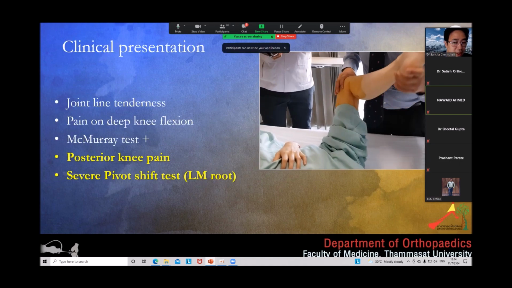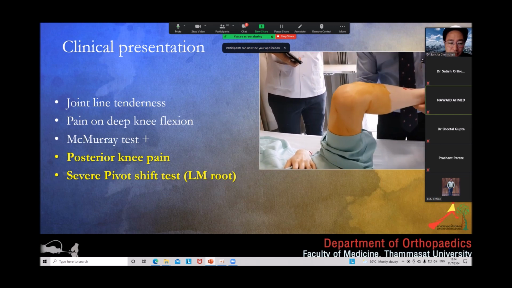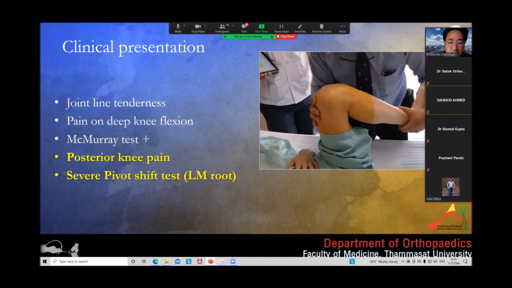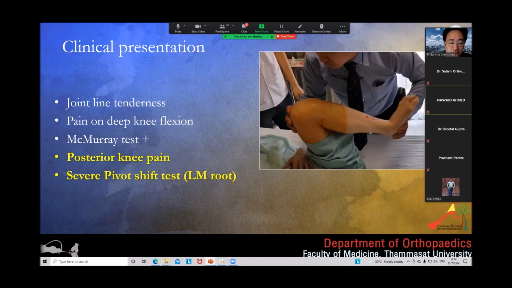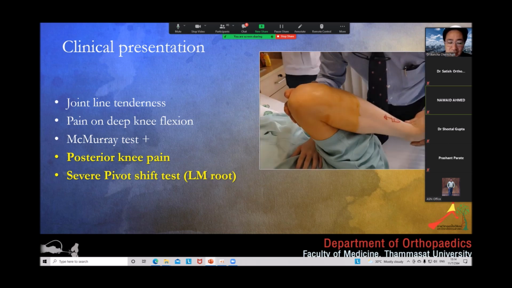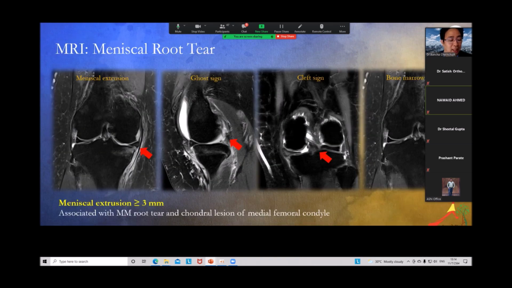For the clinical presentation, the patient always has joint line pain, closer to the posterior, and more pain when the patient does deep flexion. The McMurray test may be positive, with joint line tenderness. For the lateral side, you may have a severely positive pivot shift test. These are the risk factors for meniscus root tear: varus malalignment, older age, increased BMI, female sex, and increased KL grading.